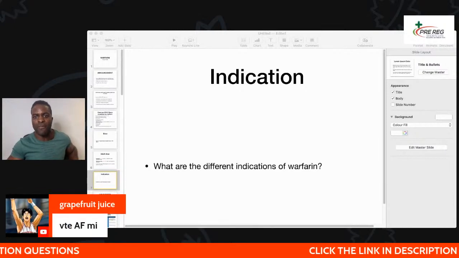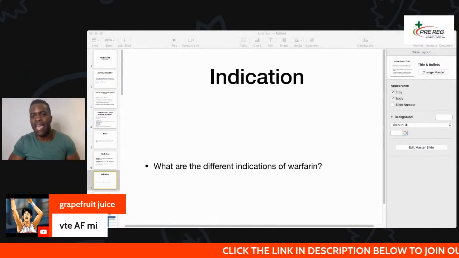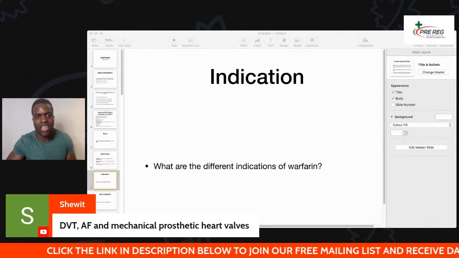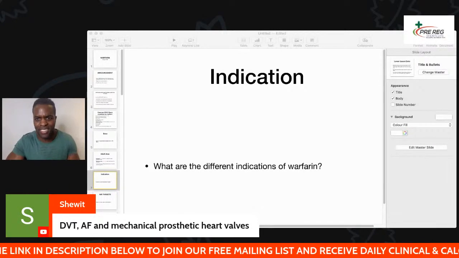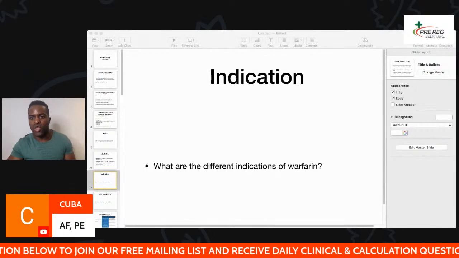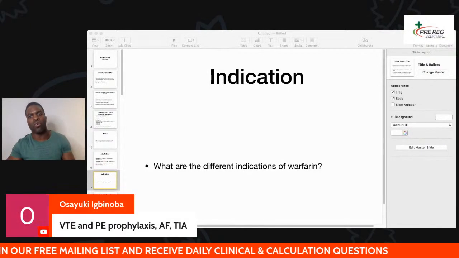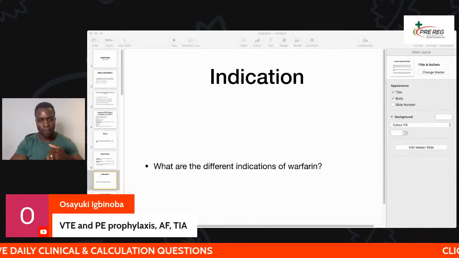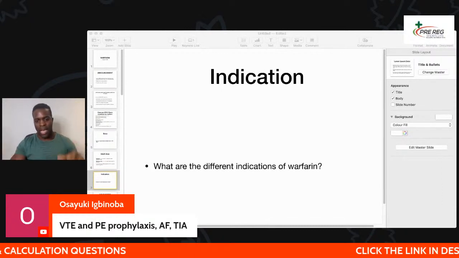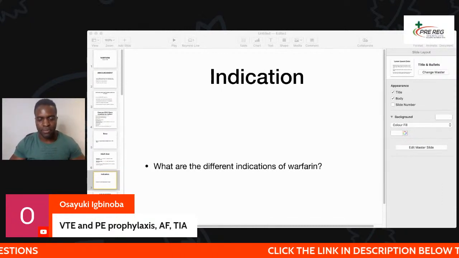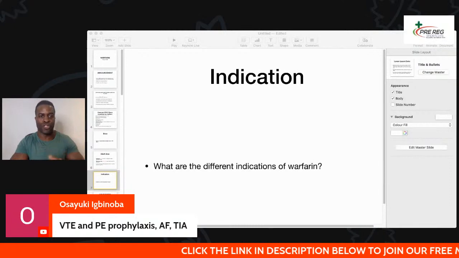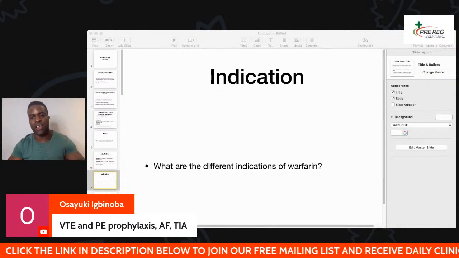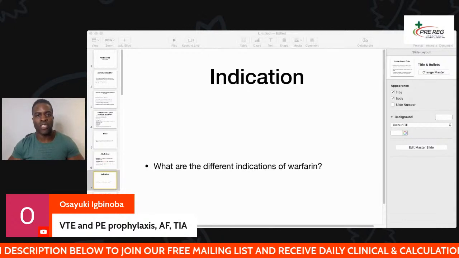Let me know. Grapefruit juice in the house, VTE, AF, MI, correct. So these are all indications. DVT, AF, mechanical prosthetic heart valve. Fantastic. Cuba, AF, PE, correct. All correct. Most of the time, the main ones we look at is obviously PE, pulmonary embolism, and venous thromboembolism, VTE. Also, you got AF, and you can use it for treatment, and you can use it for prophylaxis as well. TIA, correct.